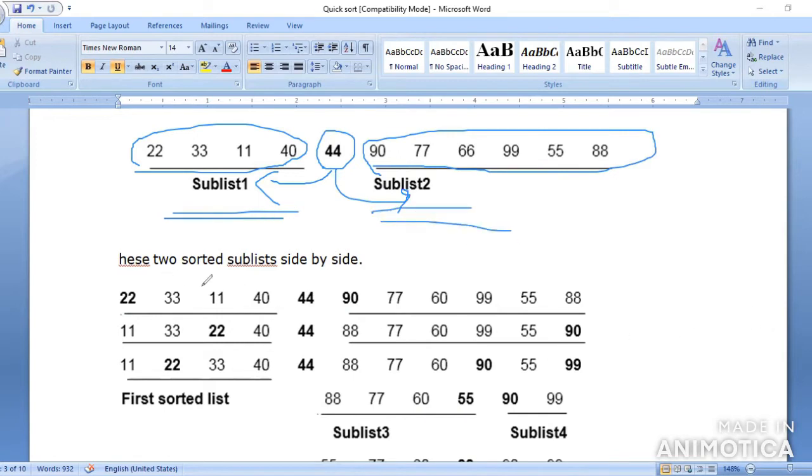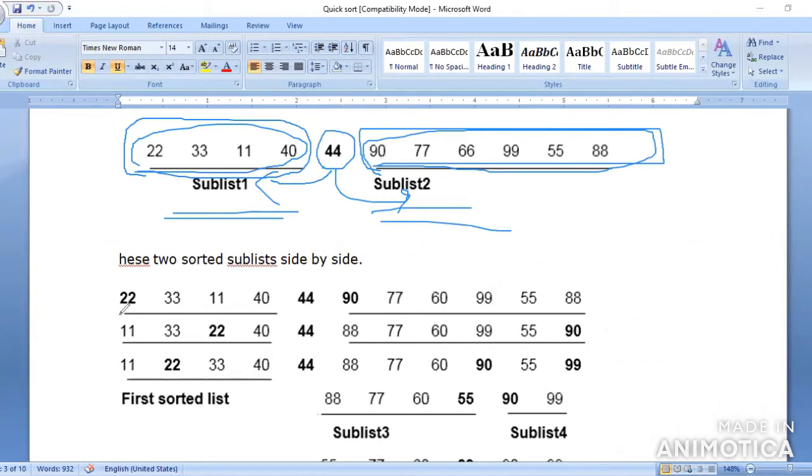So these two sublists side by side, what we'll do is arrange the left side key values in sorted order, and the right side key values also have to be arranged in sorted order. Okay, how to arrange the sorted values?